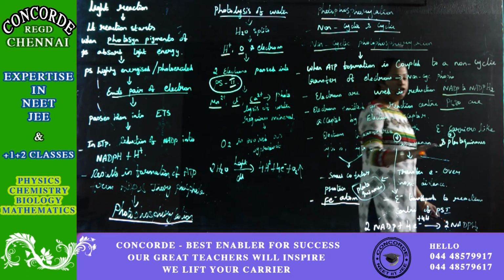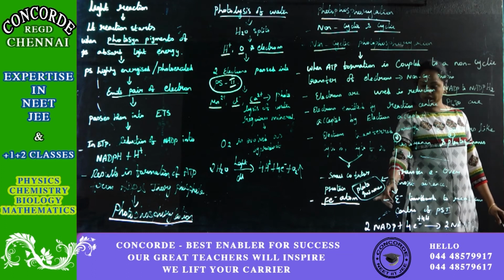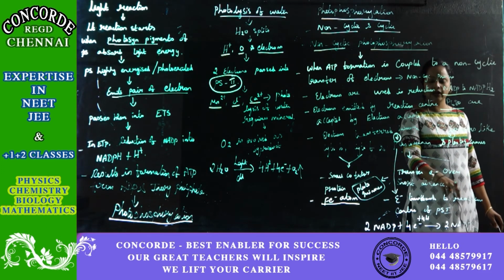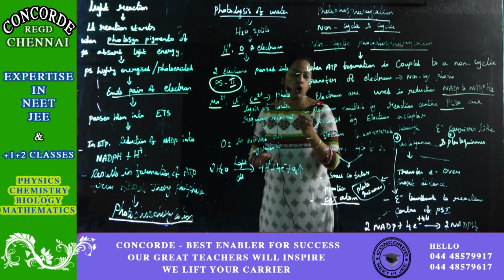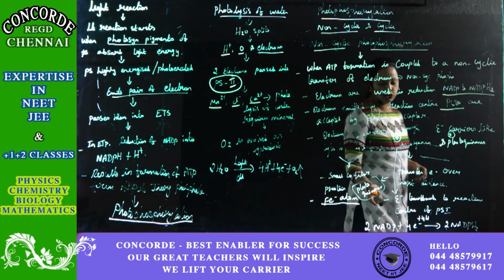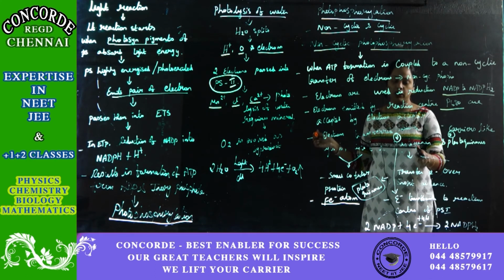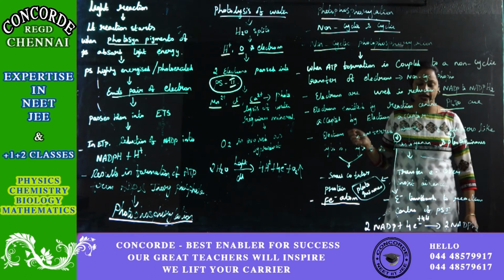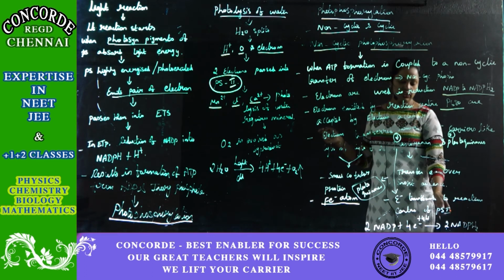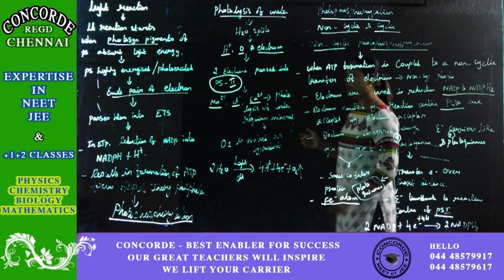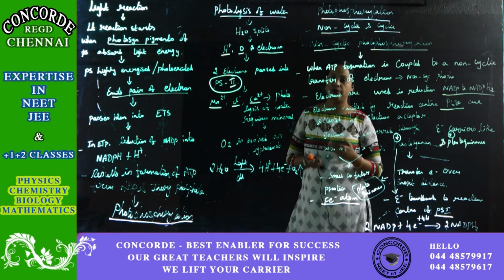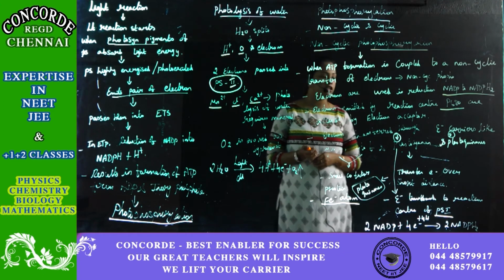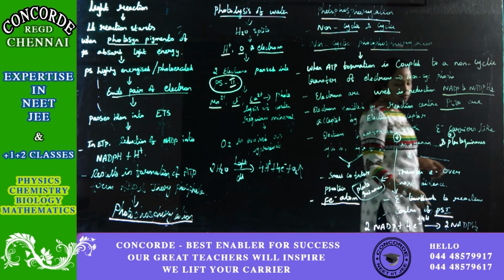Next, coming to the plastoquinones: they transfer electrons over a short distance only. Next we move on to plastocyanin. In plastocyanin, the electron will be transferred to PS1, because non-cyclic photophosphorylation happens in PS1. So the electron will be transferred to the reaction center of PS1.